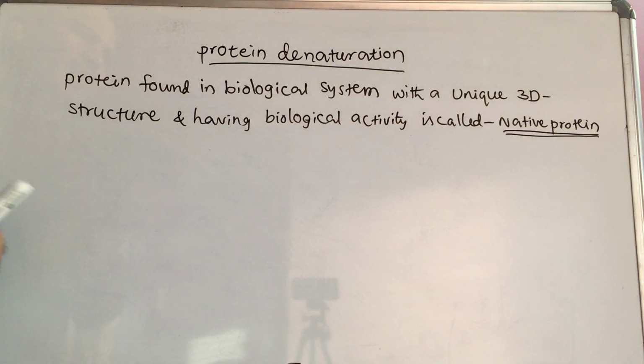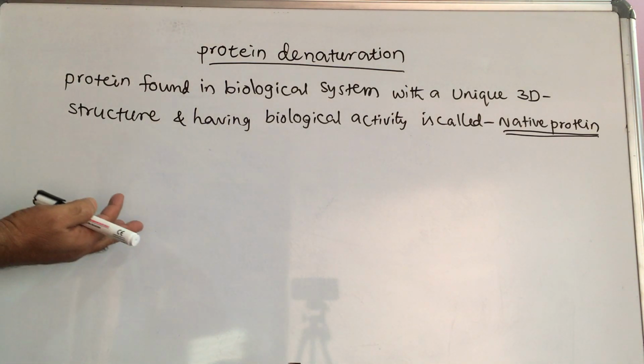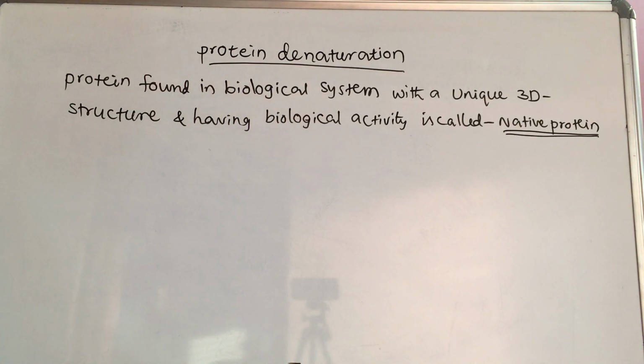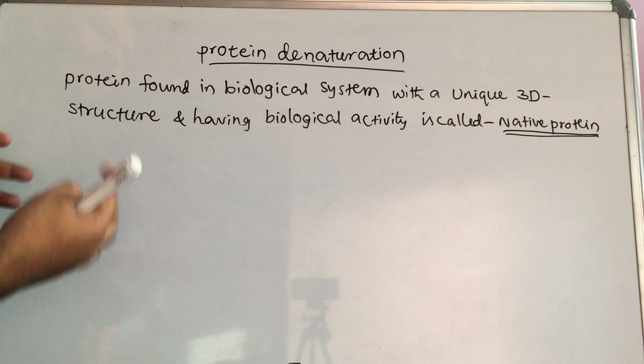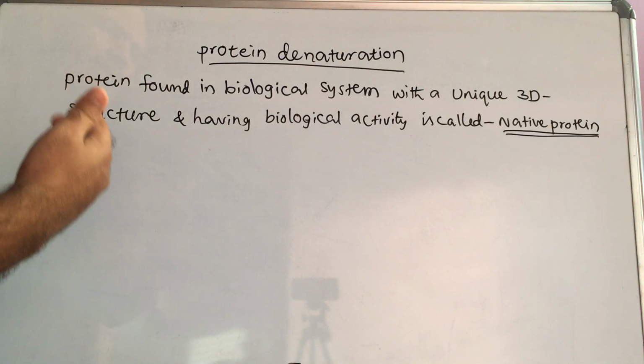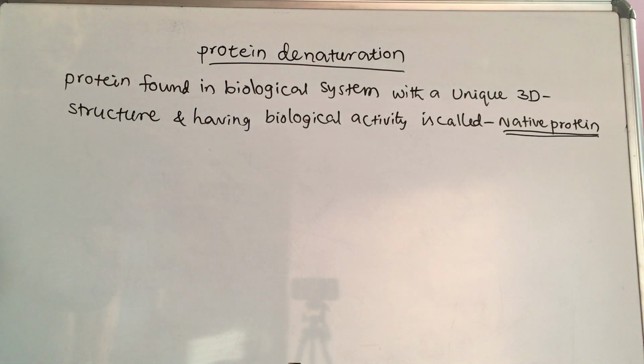When it is unfolded, the intermolecular forces, that may be hydrogen bonding, disulfide linkage and hydrophobic interaction, all will break down. When they break down, the natural biological activity is lost. Then it is called denaturation or denatured protein. Native protein means the active protein found in the biological system having biological activity. Denatured means, when you make some physical change in the protein structure, its activity is lost. De means to remove: the natural activity is removed, so it is called denatured protein.